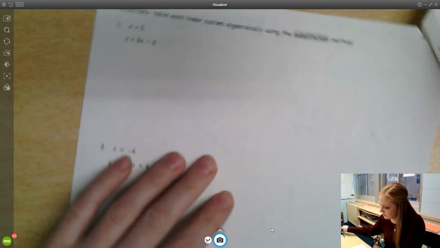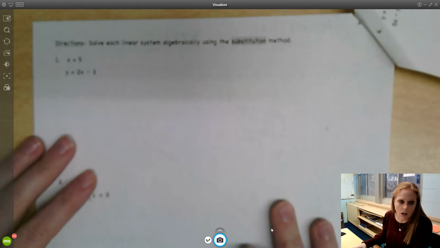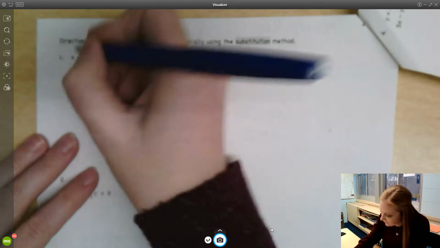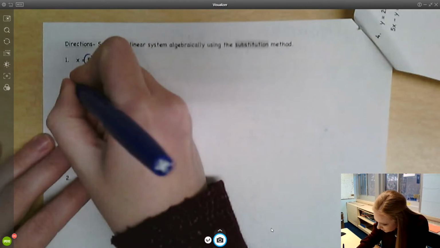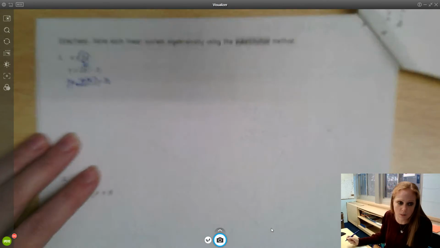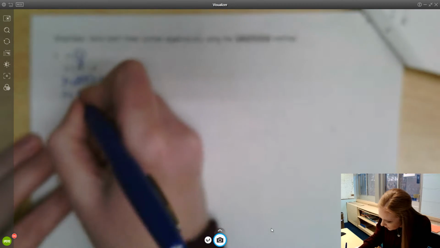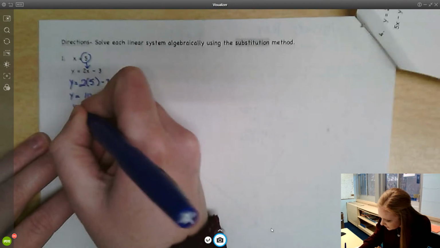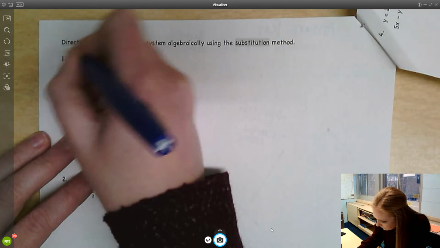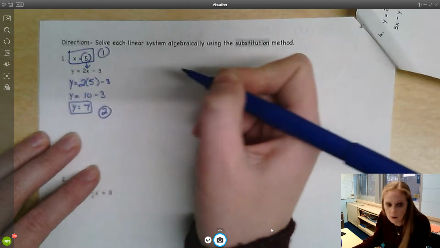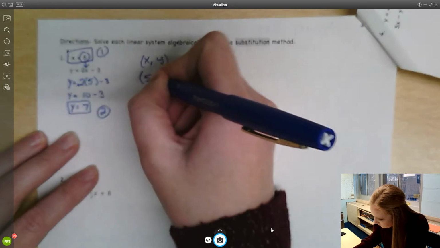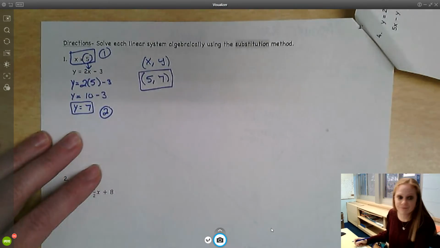So, let's see, there's 9 of these. Okay. Solve by using substitution. So we're given x equals 5. So what we're going to do is take that value of 5 and plug it in for x. So our second equation then can look like 2 times 5 minus 3 instead of 2 times x minus 3. Then we can solve for y. 2 times 5 is 10, and 10 minus 3 is 7. We know that x is 5, and then we found y is 7. So our solution goes x comma y. So in this case, 5 comma 7.